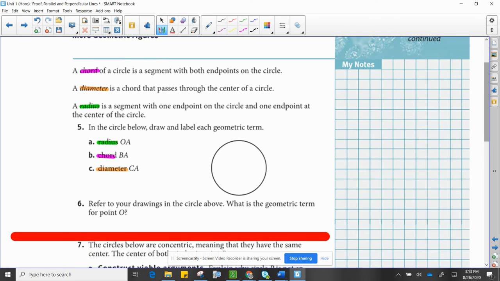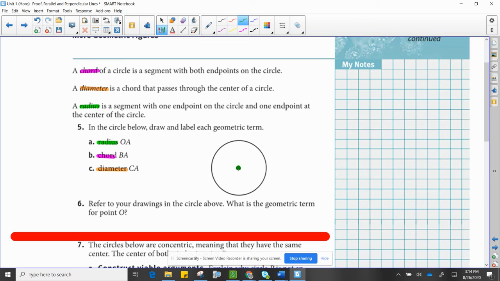So our three main ones we're going to talk about today are what is called a chord, a diameter, and a radius. So in this circle, we're going to draw and label each geometric term. So we have a radius OA. If I look back at what we would call a radius, the radius is a segment with one endpoint on the circle and one endpoint at the center of the circle.